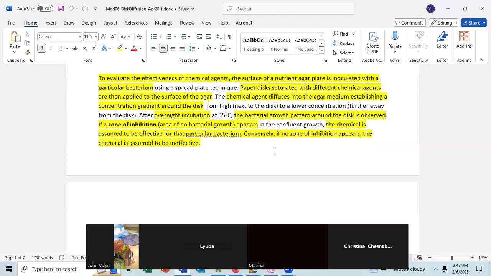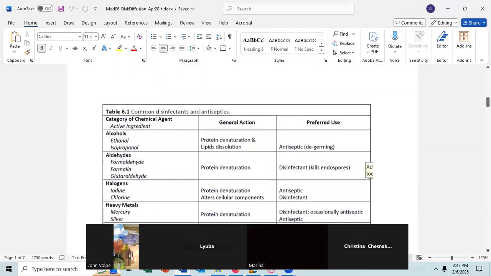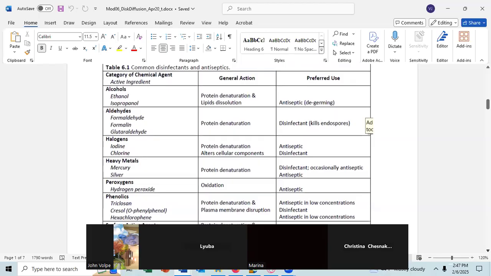sensitive or resistant. We have a special definition for those words. But if you see a zone of inhibition, you know that the chemical agent can kill or prevent the growth of bacteria within the zone of inhibition. So it's effective at least in the zone of inhibition. And if there is none, then it's not effective.